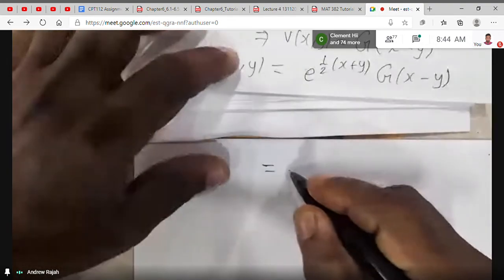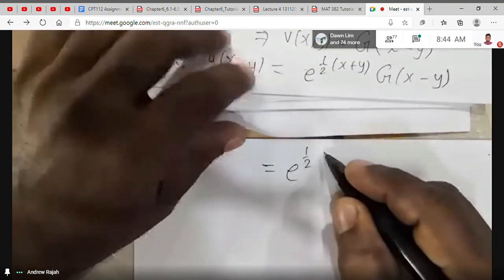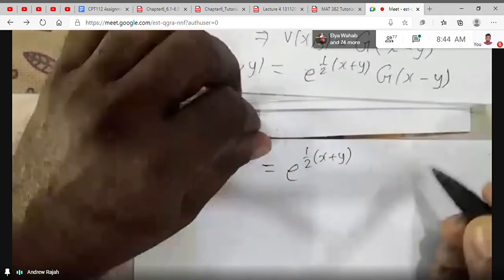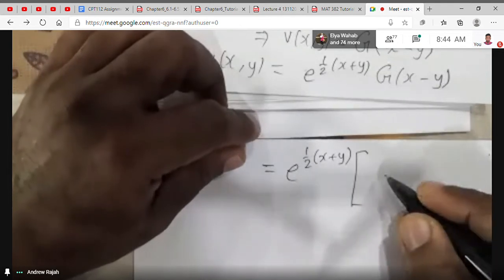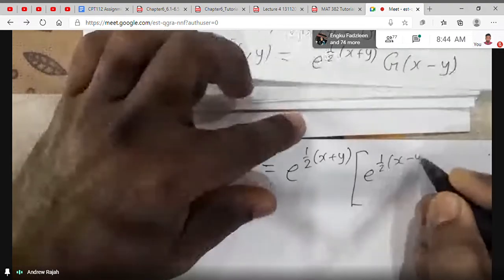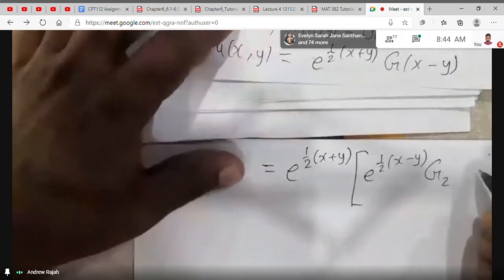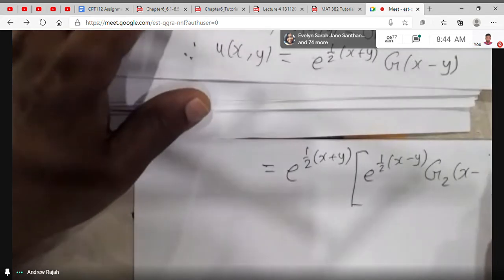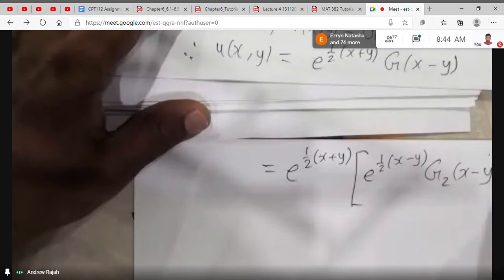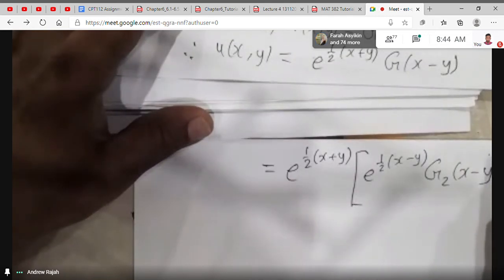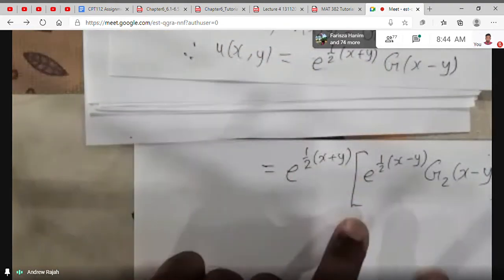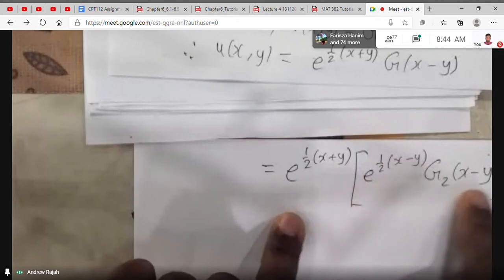So this is e to the power of half (x plus y). Rewrite this g(x minus y) as e to the power of half (x minus y) g2(x minus y). Okay? This is also an arbitrary function in x minus y.